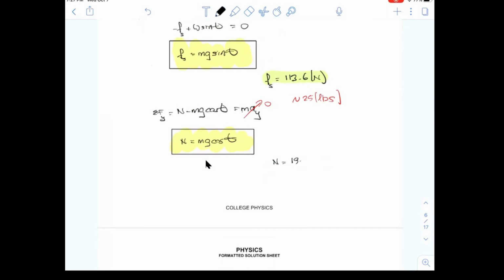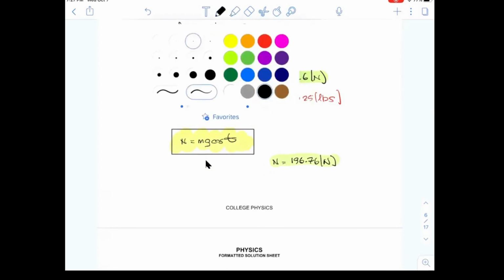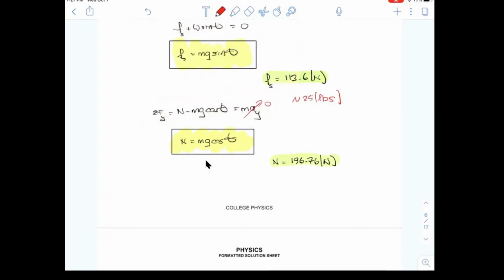196.76 newtons. Okay, give yourself 5 points for that one. That seems reasonable. Very good. And in terms of pounds? 43.28, so that's about 43 pounds, right?